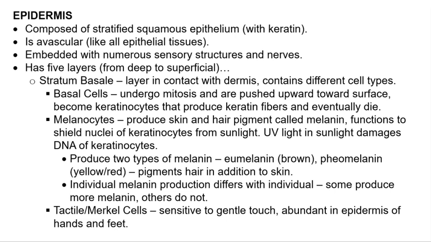They produce 2 types of melanin. Eumelanin is a brown pigment melanin, and pheomelanin is a yellow-red pigment of melanin. Melanin pigments the hair in addition to the skin. Melanin production tends to differ with individual, and some people produce more melanin, others do not. Those with dark hair and skin produce proportionally more eumelanin, while individuals with blonde or red hair and lighter skin tend to produce more pheomelanin.